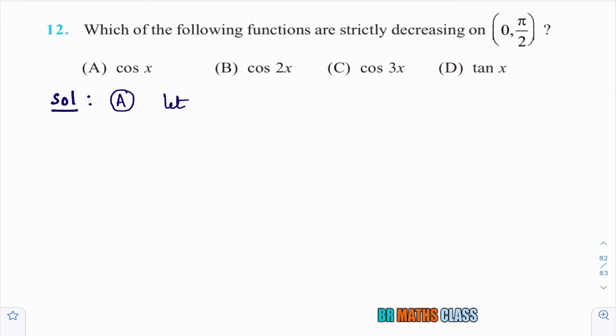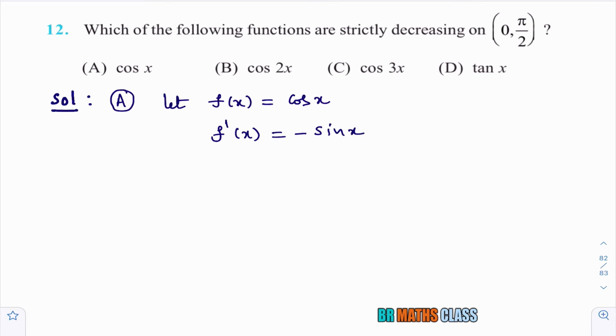Take the given function as f of x. Let f of x equal cos x. Now differentiate this. Derivative of f of x is f dash of x. We know that the derivative of cos x is minus sin x. Okay, derivative of cos x is minus sin x.